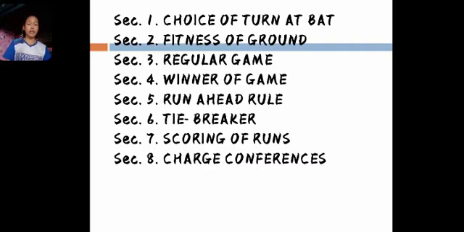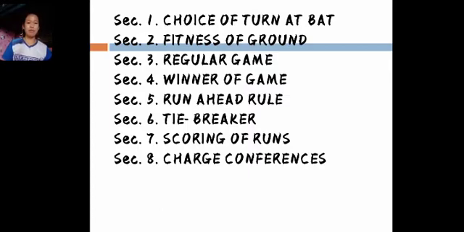Section 3, regulation game. A, a regulation game shall consist of 7 innings. A full 7 innings need not be played if the team second at bat scores more runs in 6 innings before the third out in the last of the 7th inning. Section 4, winning of the game. The winner of the game shall be the team that scores more runs in a regulation game.